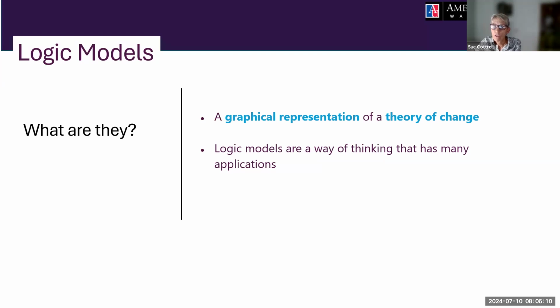So now let's look at logic models. Logic models are a graphical representation of a theory of change. They're just a way of thinking, and they have tons of applications. A logic model lists the program inputs, activities, outputs, and outcomes without specifying how each of these are connected. The theory of change specifies how they're connected. So you need them both.